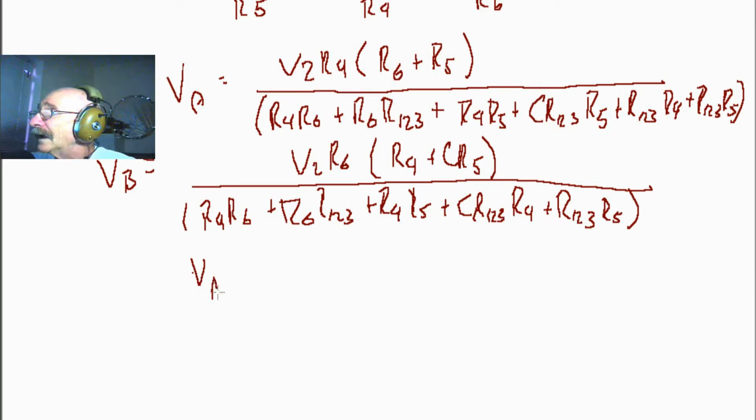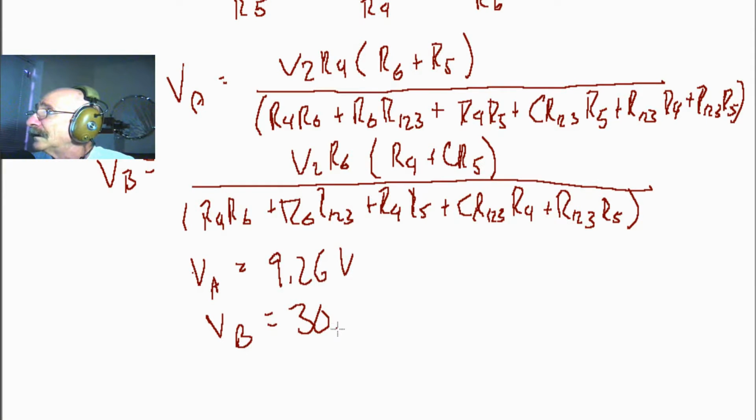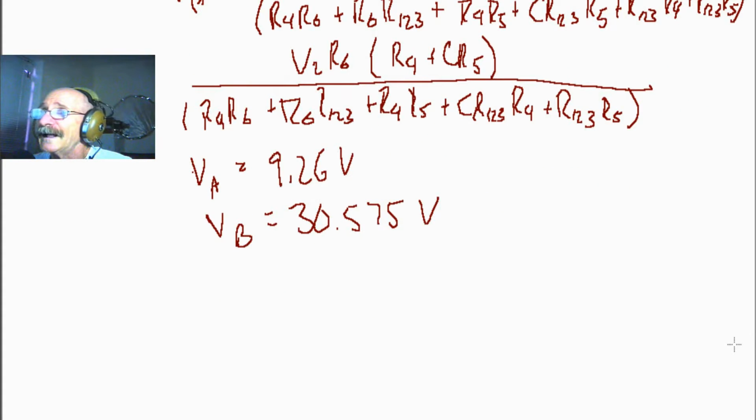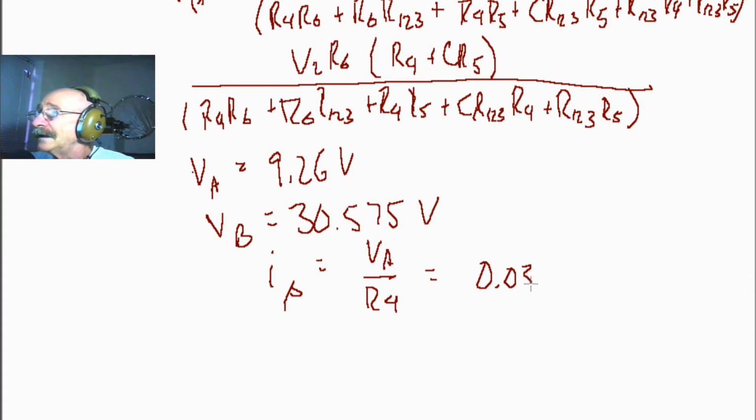I have VA equal to 9.26, that's going to be in volts, and then VB equal to 30.575. That's also in volts. Okay, so the current that we have, I beta, which is the driver for that current source, is going to be equal to VA divided by R4, and that comes out to 0.031 or 31 milliamps.